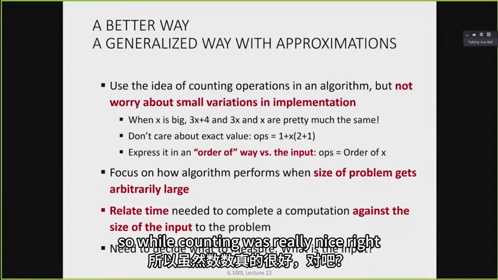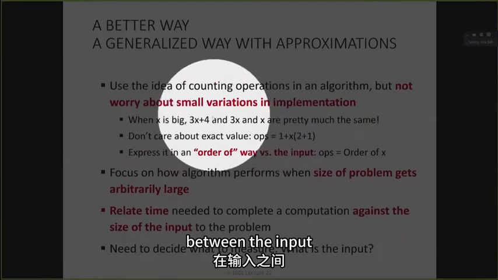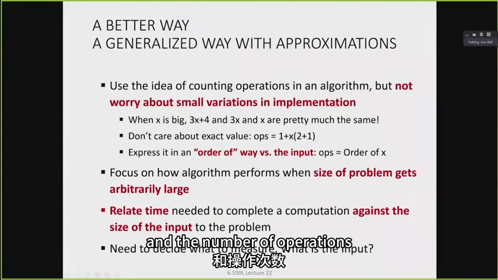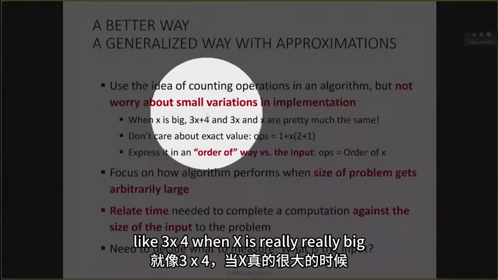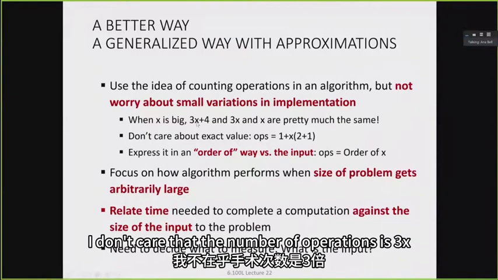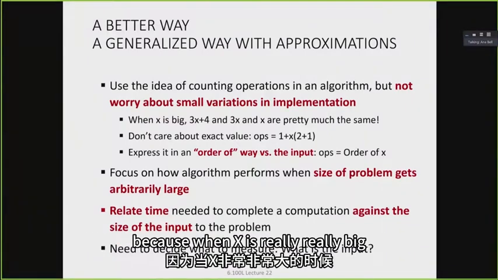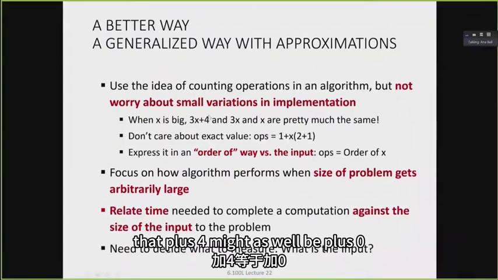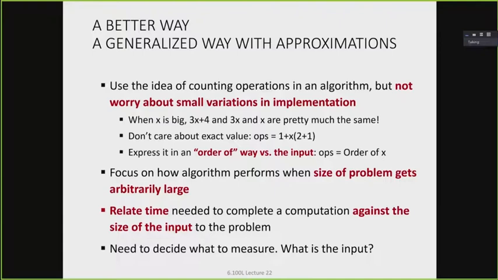While counting was really nice, it told us a nice relationship between the input and the number of operations. But when the input is really, really big, like 3x plus 4, when x is really, really big, I don't care that the number of operations is 3x plus 4. Because when x is really, really big, that plus 4 might as well be plus 0. And that 3x is basically like x when the input is really, really big. So that's what we're going to try to do.